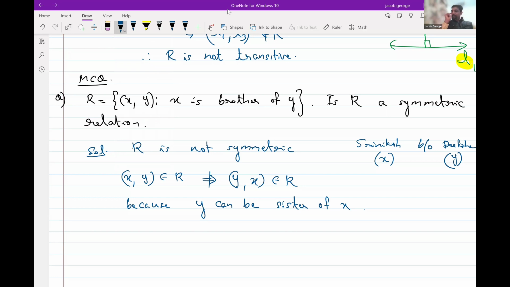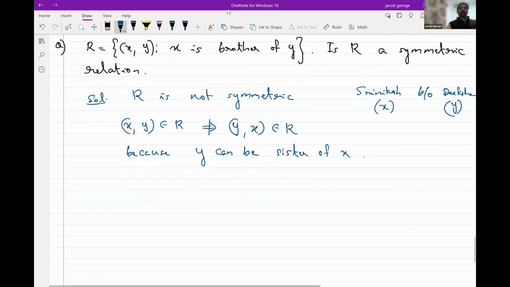Next, some relations are trivially transitive. Normally, how do you check transitive? (X, Y), then (Y, Z). Suppose only (X, Y) is given in a relation. It is transitive because there is no pair starting with Y for checking further. That type of relation is trivially transitive. So please write a special note.